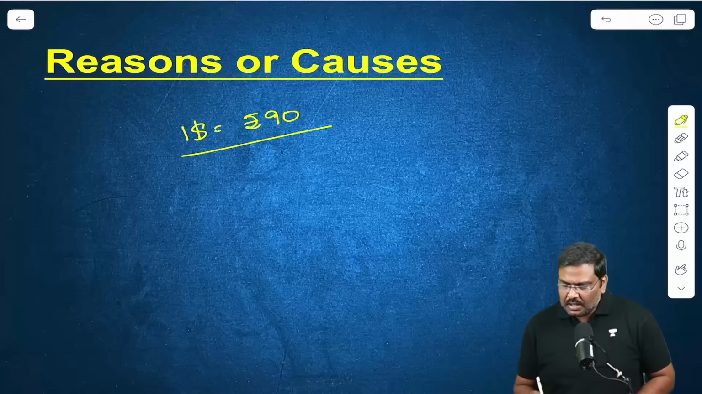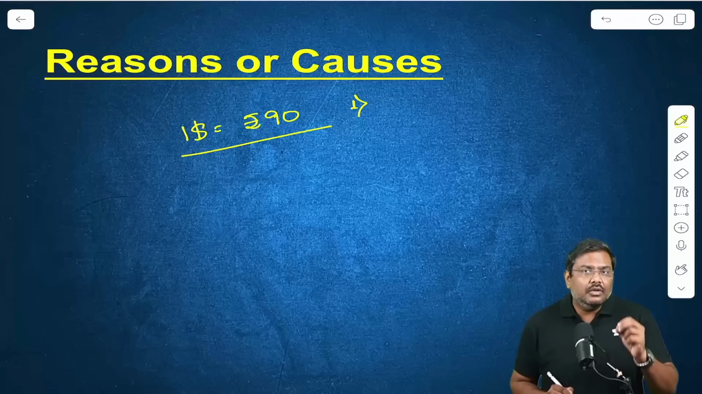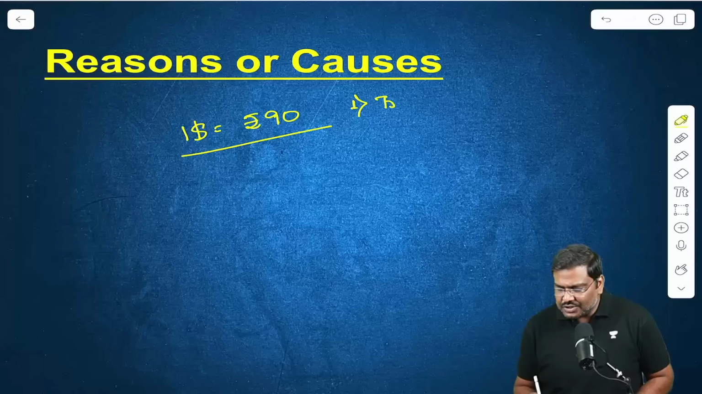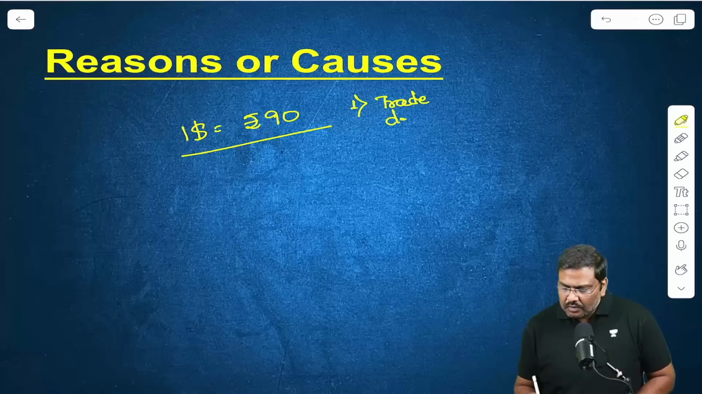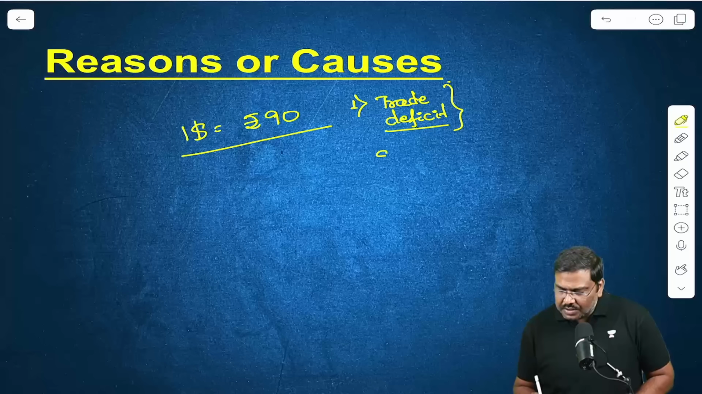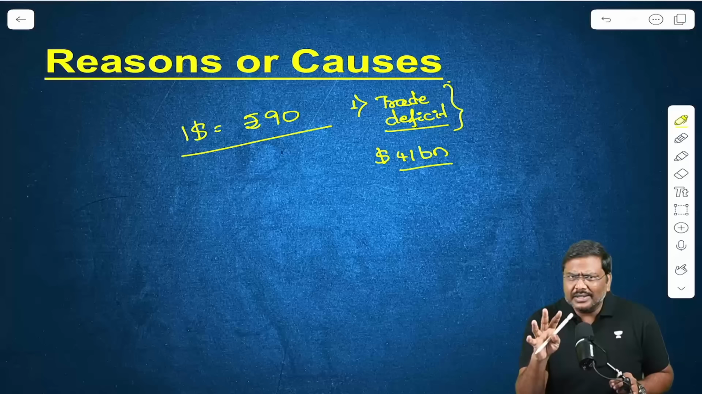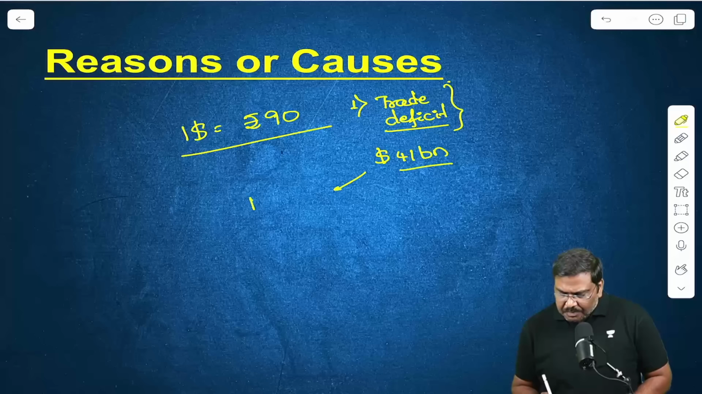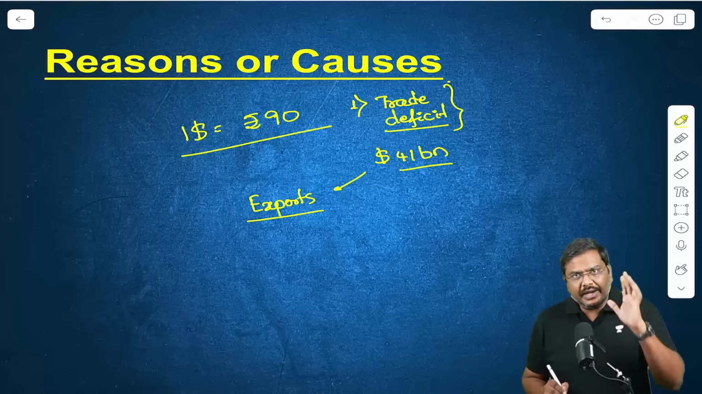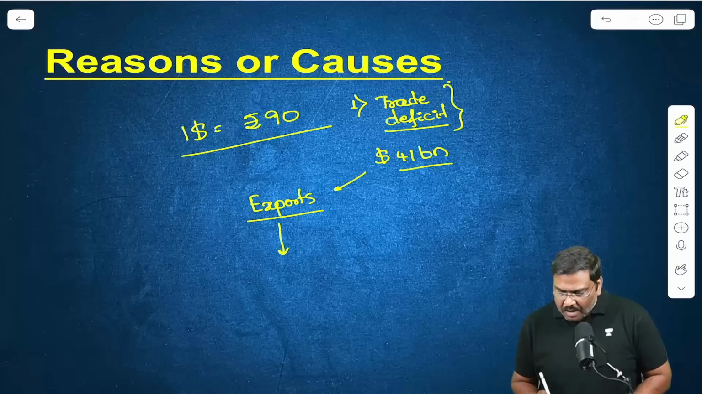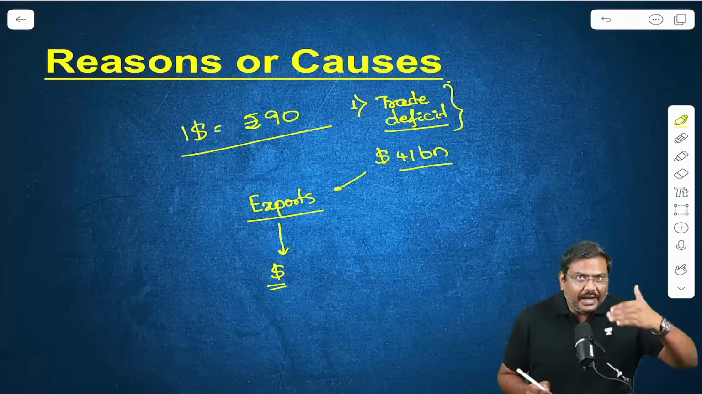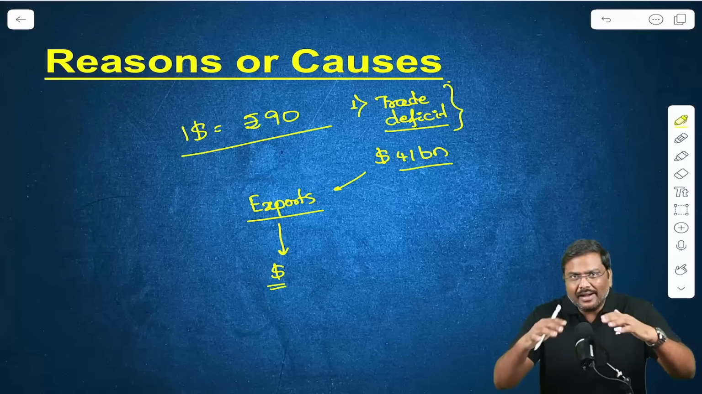Let's understand. The first and the most important reason for this depreciation of Indian rupee is the trade deficit. For the month of October, the overall trade deficit in case of India crossed more than $41 billion. And this particular trade deficit was on account of two important things. One, India's exports to the global market, especially to the USA market, were hit. As a result of which, the amount of dollars which were coming into India reduced.